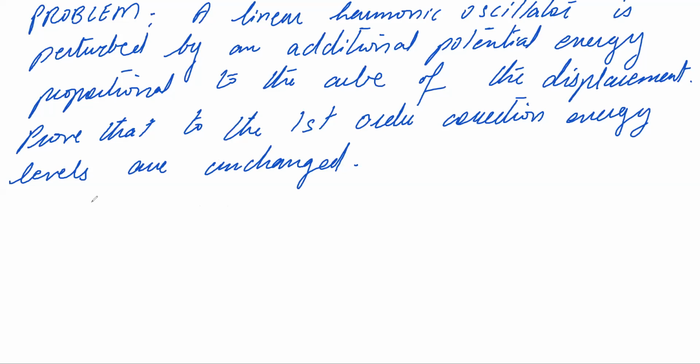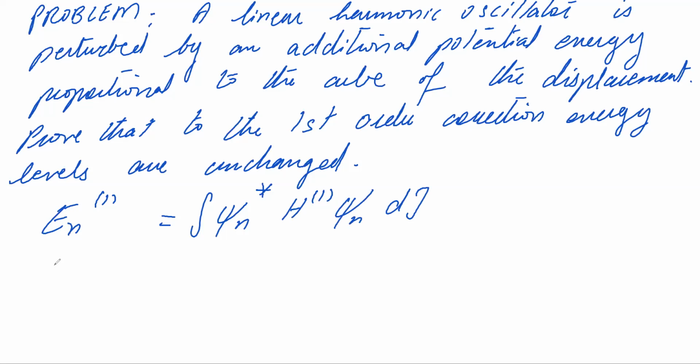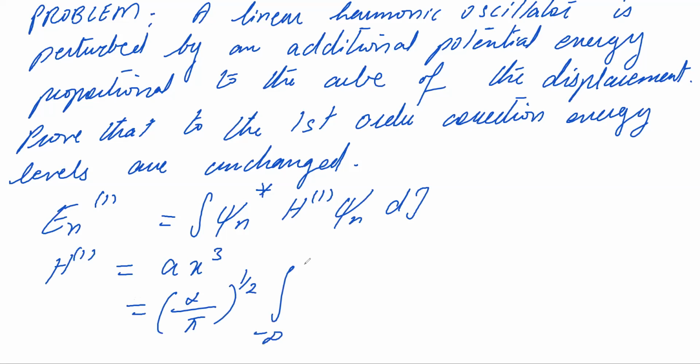So in this case, E_n^1 will be equal to, so H superscript 1 is equal to A x cubed is equal to alpha over pi raised to half integral minus infinity to infinity.